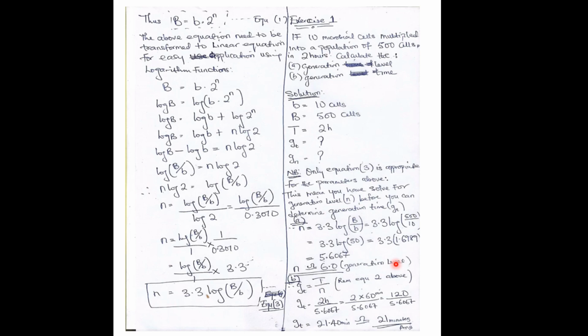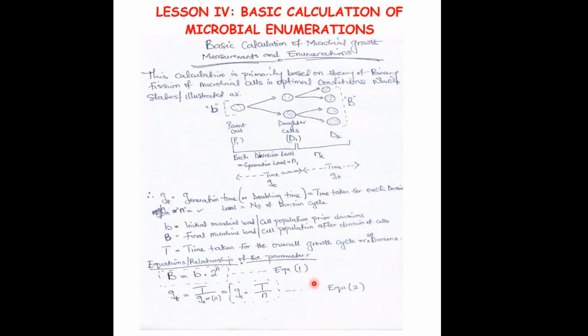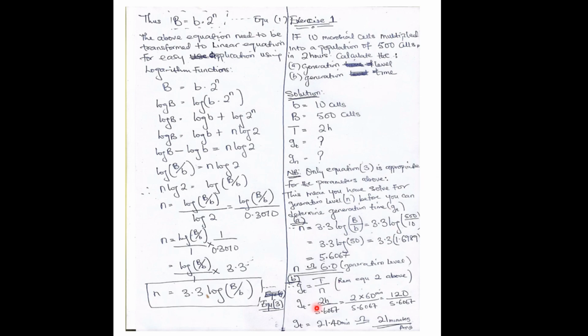Then to solve for the second question, which is generation time, you use your answer for the generation level and fix it into equation 2, which gives generation time as T over n. Let's go back. Then you say Gt is equal to T over n. Remember equation 2 above, which we have just shown.